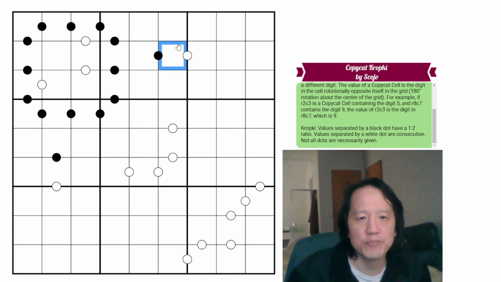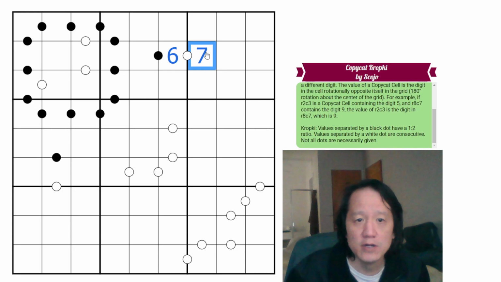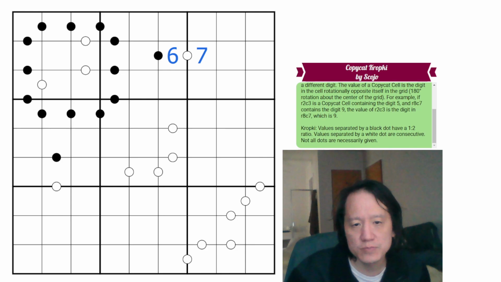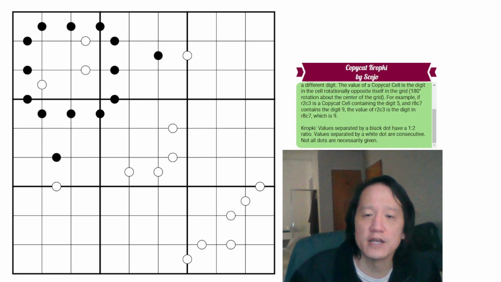If white Kropki, if you had a value of 6, this would have to have a value of 5 or 7. And again, if it were a copycat cell, it would take the value of the cell that is rotationally opposite it, which would be here. Anyways, those are all the rules. If you'd like to play along, there's going to be a link in the description. And now, I'm going to get started.